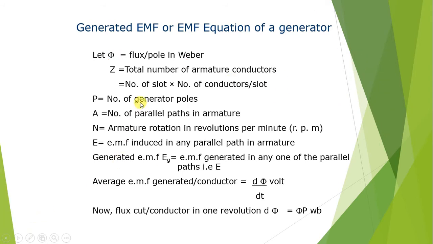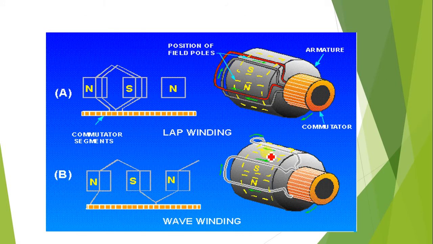Look at the second point, where Z is the total number of armature conductors. For example, the armature will always have some slots, and in these slots you have to keep the coils. Like this, in a circular fashion there will be some slots. Each slot will contain one winding. Just like the windings we have seen, these are kept in slots.